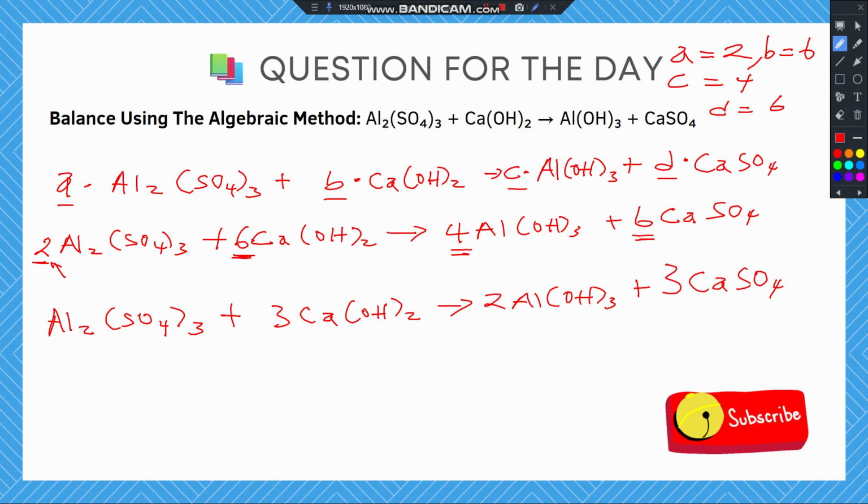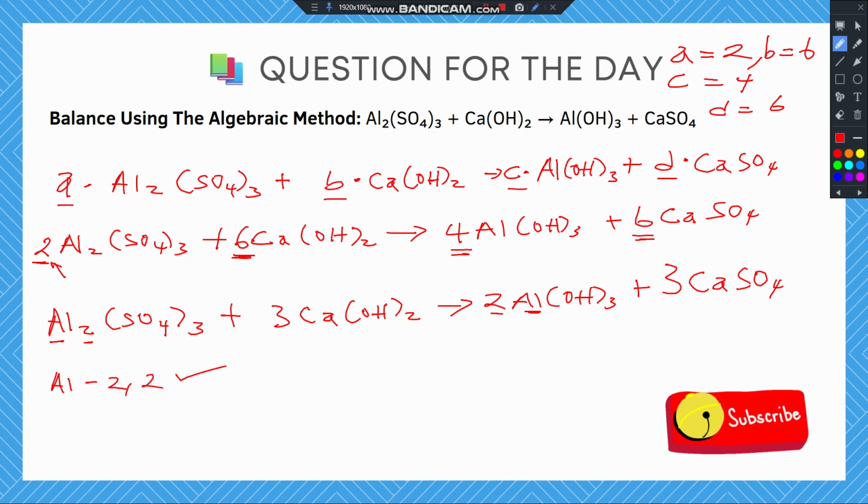And to be double sure, we can check the number of atoms of each element on both sides to see if they tally. The first element is aluminium. You can see aluminium has a subscript of 2 here. On the left hand side, aluminium appears 2 times. And you can see on the right hand side, aluminium has a coefficient of 2. So 2 on both sides means aluminium is balanced.